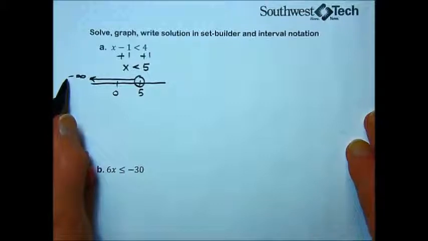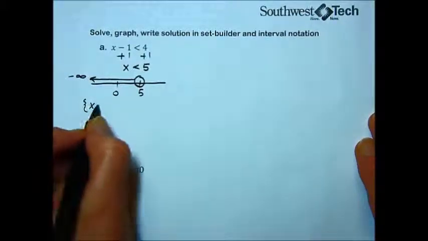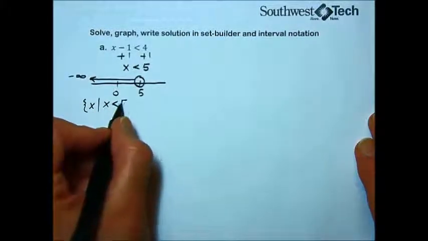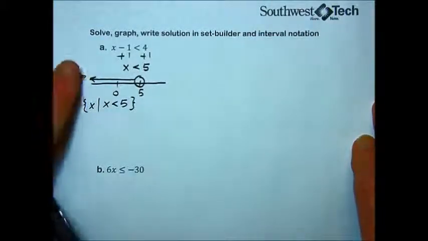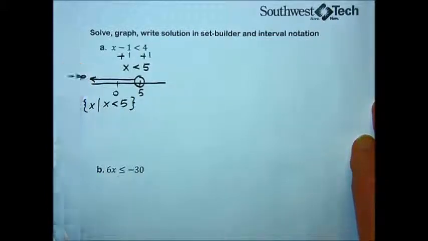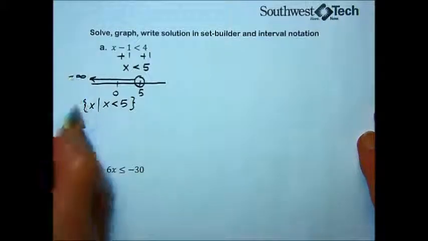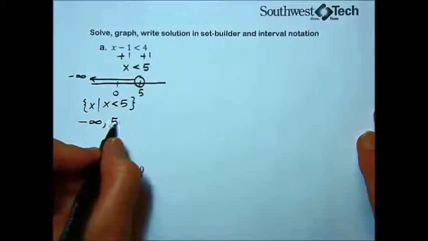And then they want set builder notation, so we will say all the values of x such that x is, and we can simply put the simplification of our answer, and they want interval notation. And when I'm graphing, I don't need to indicate a negative infinity, but it helps when you're writing your interval notation. You always want to put your smallest value first, your largest value second.